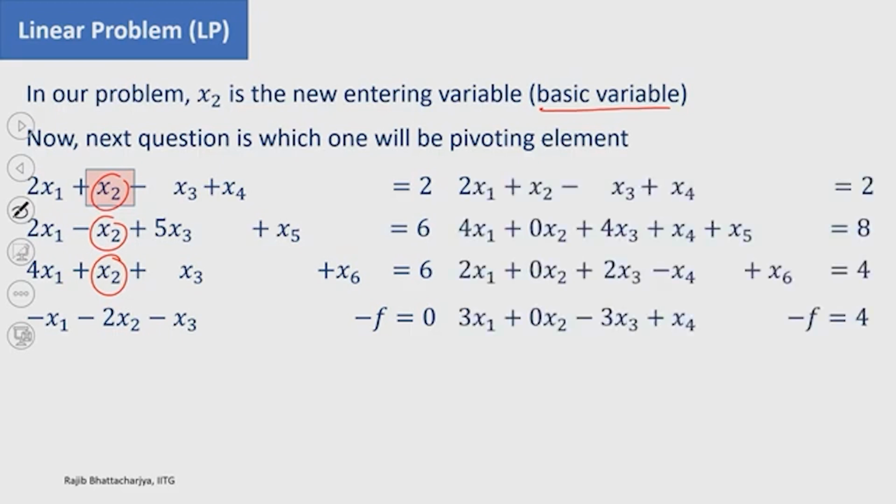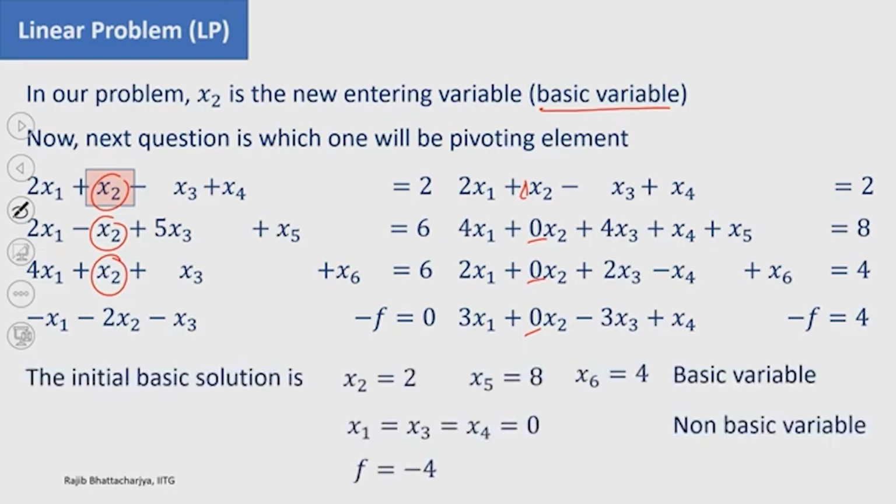Now, let us solve. If I consider this as a pivoting element, I can apply the row operation as we have discussed already. If I do that, the coefficient of x2 in the first equation is 1 and for the other equations it is 0. So, now this is another solution I am getting. So, what is the solution now?